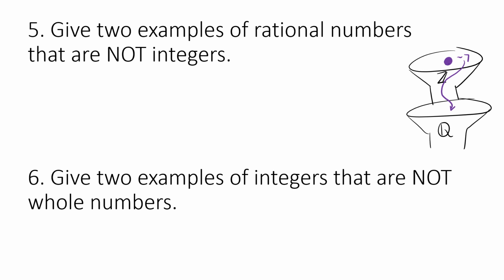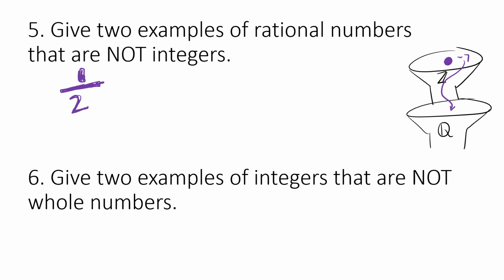So I want you to give me some things that are rational numbers that do not get put into the integer funnel. So one example would be 1/2. All right, so 1/2 is an integer over an integer. But if you're looking at the entire number, 1/2 is not an integer, but it is a rational number.